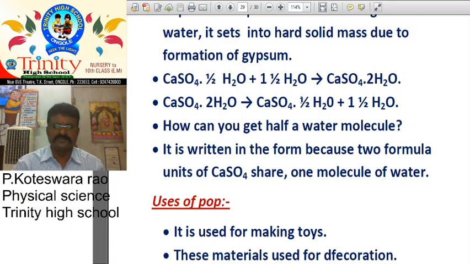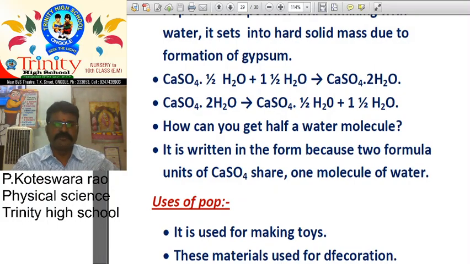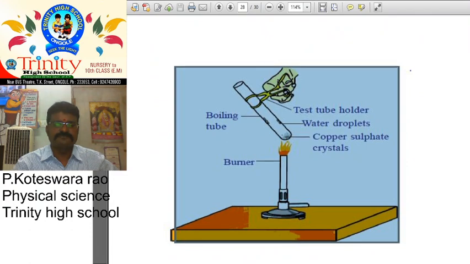CaSO4·½H2O is also called plaster of Paris. What is another name, sir? Calcium sulfate hemihydrate. Here hemi means half. Hydrate means water, we already discussed. So what is another name of plaster of Paris? Calcium sulfate hemihydrate.